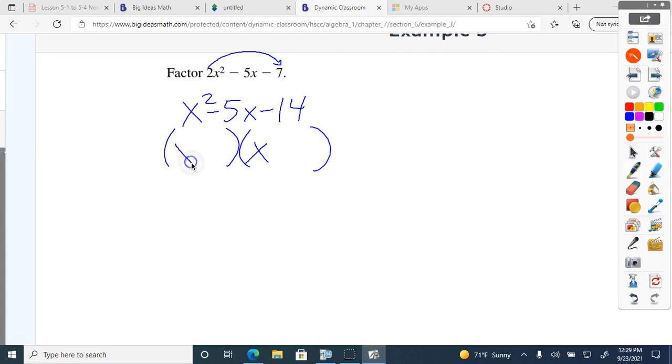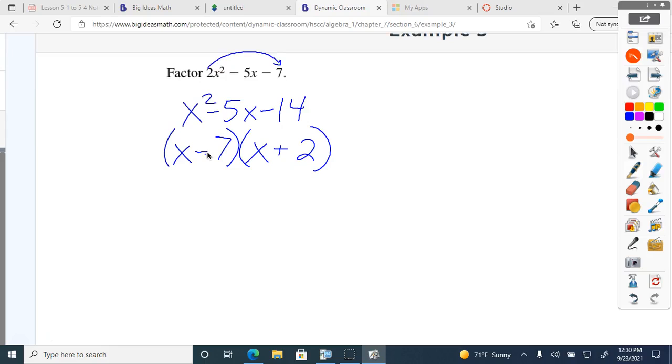We play our game. What two numbers multiply to be -14 and add up to -5? 7 and 2. Which one's positive? Which one's negative? 7's positive. I'm going to write it, and then you look. What's 7 minus 2? 5. We want it to be negative, so no big deal. We just change the signs. That needs to be positive. That needs to be minus. And we're done, right?